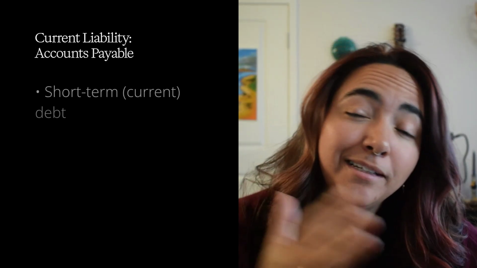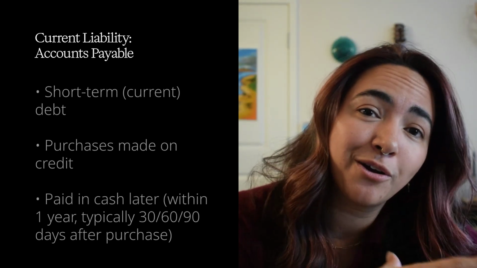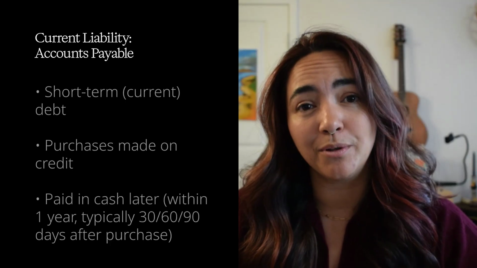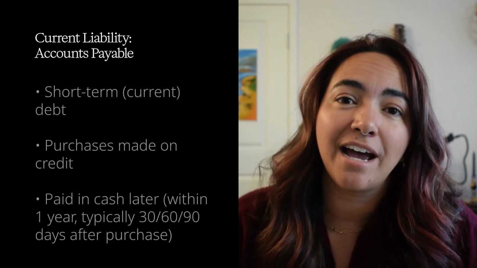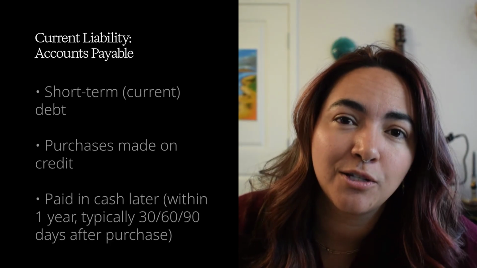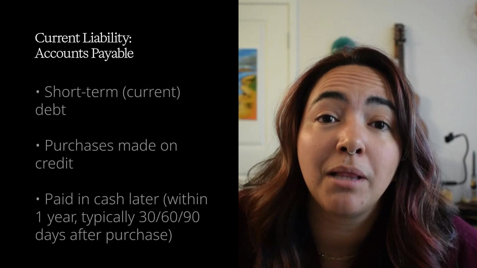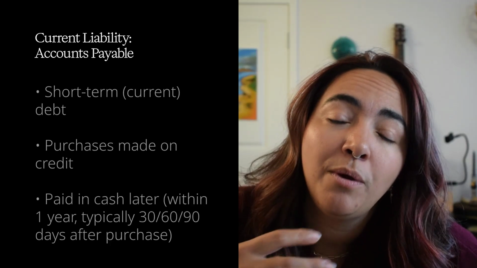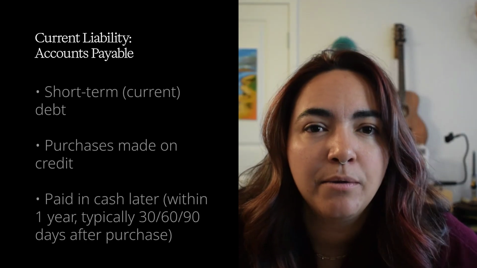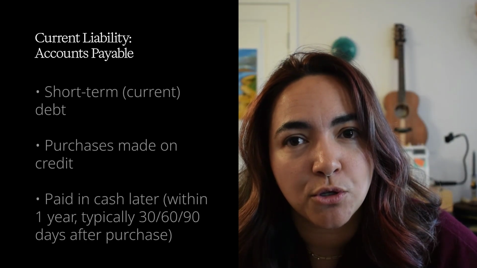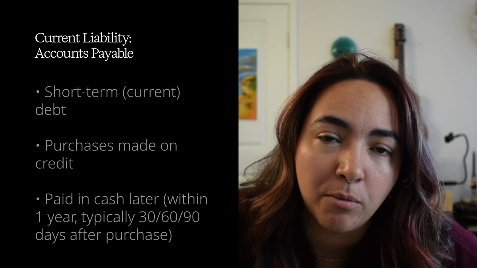Now, what are some current liability accounts? On the flip side of accounts receivable, which is our current asset, we have accounts payable, things that we are going to have to pay within the year. So typically, if we've bought maybe inventory or some kind of supplies from one of our suppliers, we might pay on credit and we promise to pay them cash at a future date. That's going to be your accounts payable.